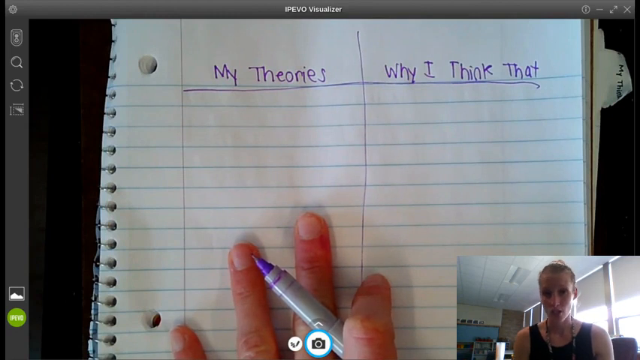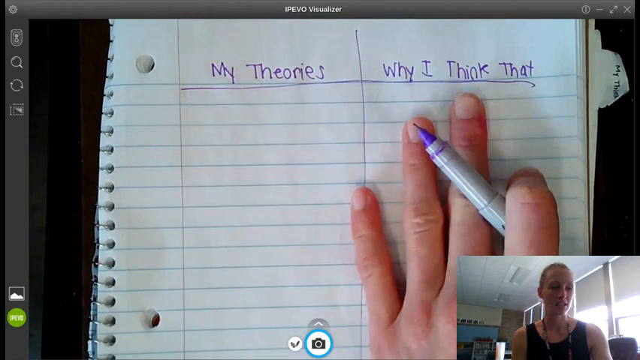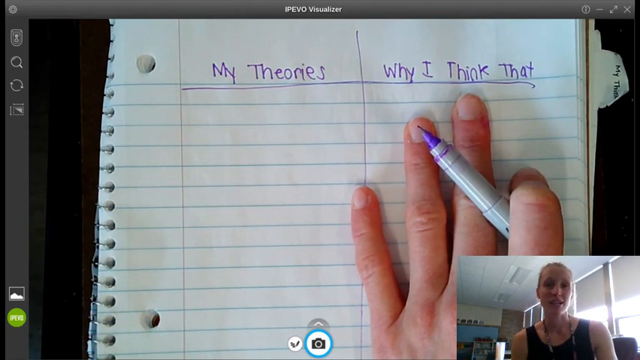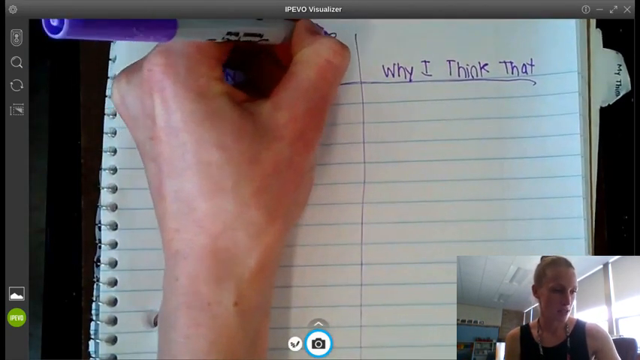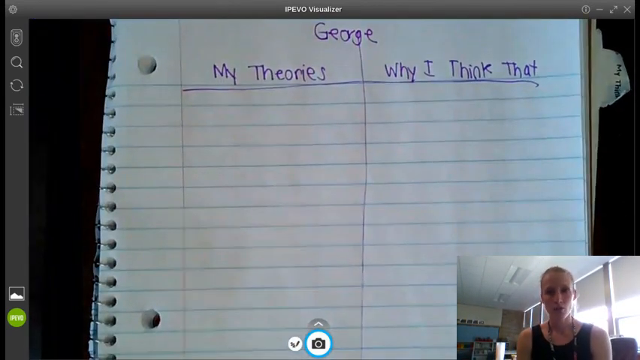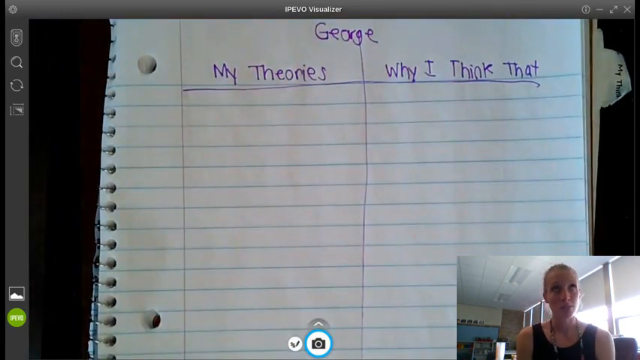Today I've created a T-chart. On one side, I'm going to be writing my theories, and on the other side, I'm going to be writing why I think that. This T-chart is going to be dedicated all to George. So I'm going to put George at the top of my T-chart. Now, as I have the word George up here, I know that I'm going to be thinking specifically about her and the different things I know about in the book.